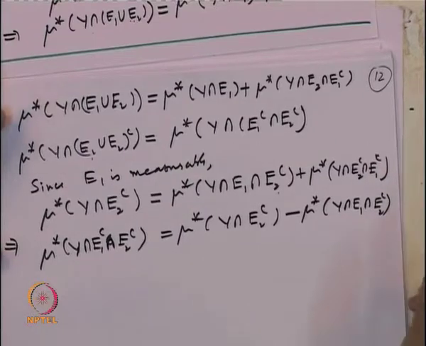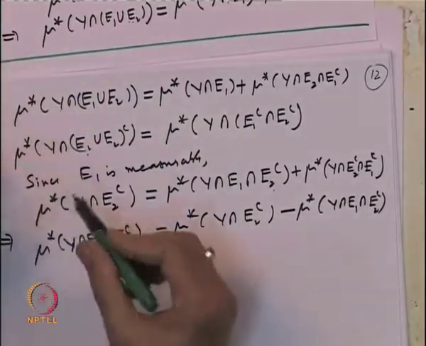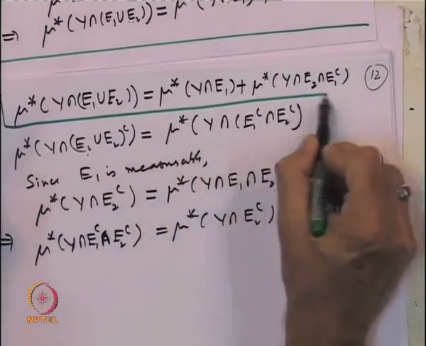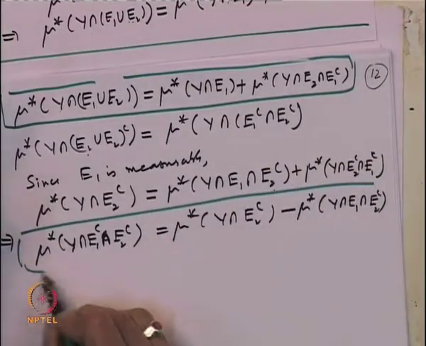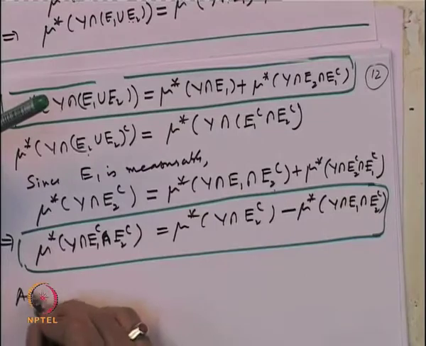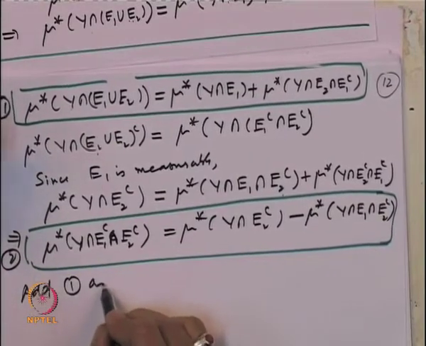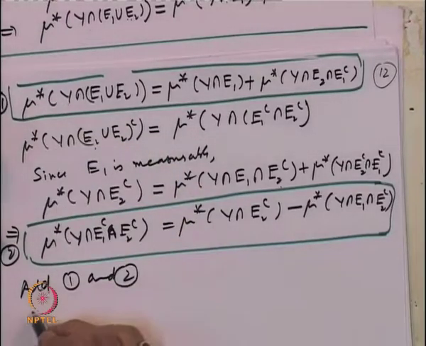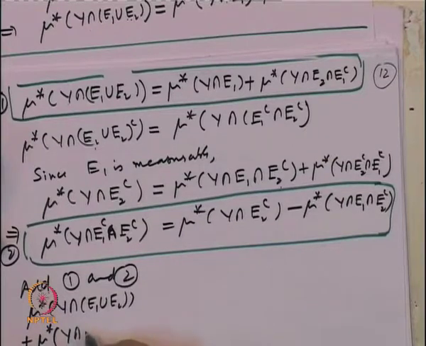Okay. So, we wanted mu star of y intersection E 1 union E 2. So, that is lying here. And we wanted, that is lying here, the second term. So, let us add these two terms. So, call this equation as 1, call this equation as 2, add 1 and 2, and that will give you that mu star of y intersection E 1 union E 2 plus mu star of y intersection E 1 complement intersection E 2 complement.